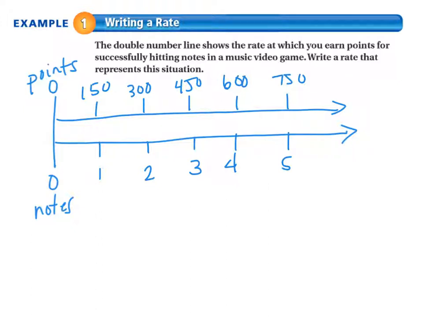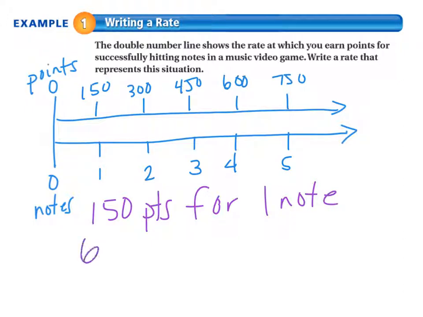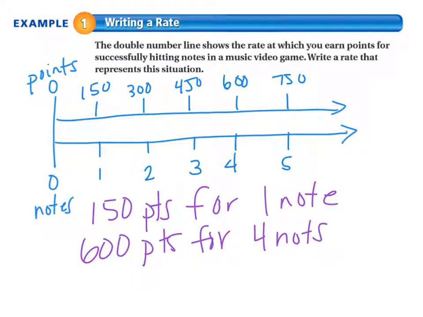You could pull any of them off of this, but what you have to do is write a rate that is directly above or below the other one. So I can say 150 points for one note, or I can say 600 points for 4 notes, because they are directly above and below each other. I cannot say 150 points for 5 notes, because on this double number line, they are nowhere near each other. They have to be directly above and below each other.